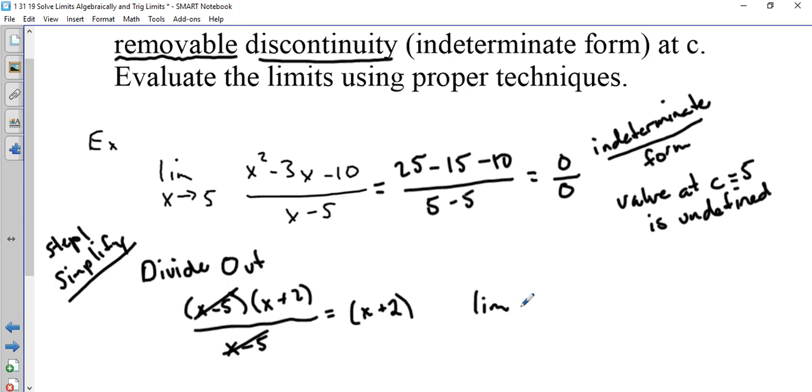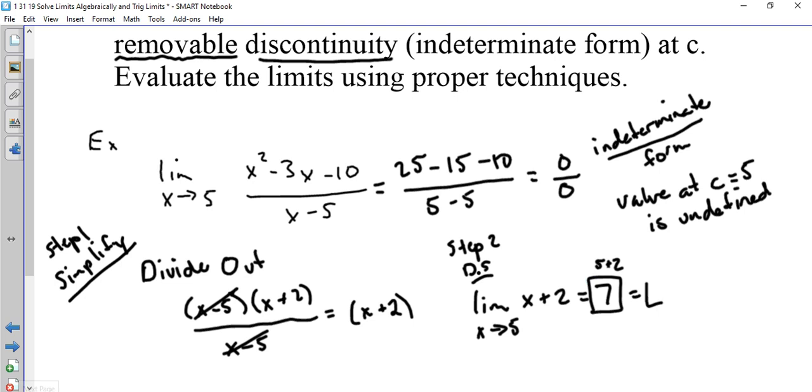The limit as x approaches 5 for this function, x plus 2, is going to be equal to 7 by using direct substitution. Just plug it in there: 5 plus 2 is 7, and there we have it. That's our limit, that equals L. So once you divide out and cancel something out, step number 2 is you use direct substitution, and you find your limit.